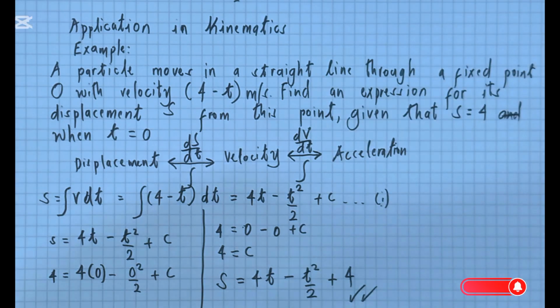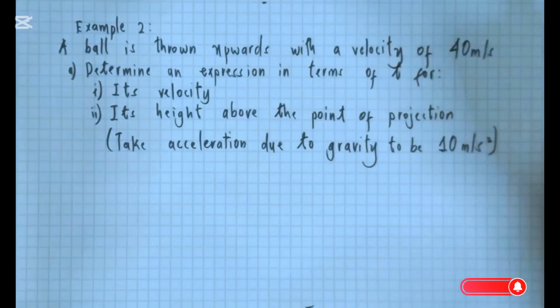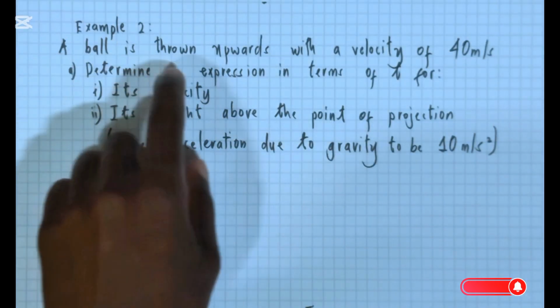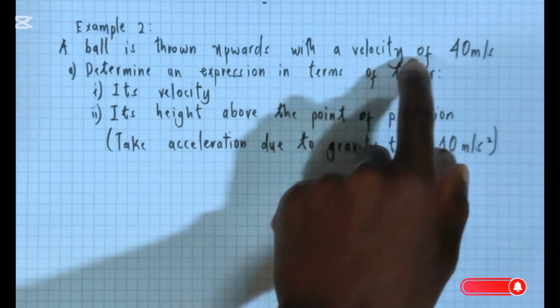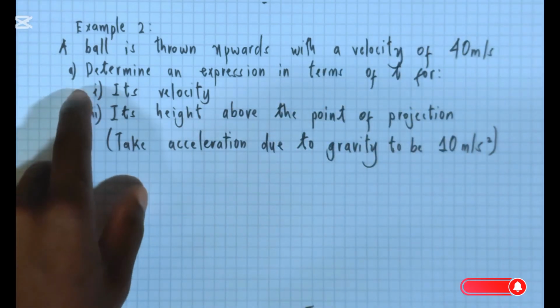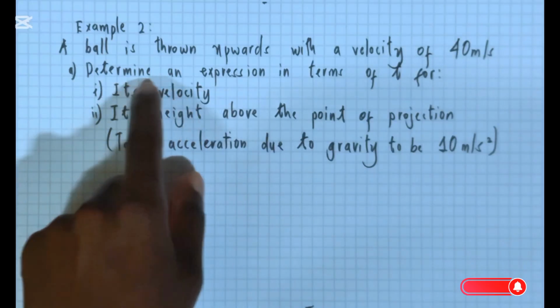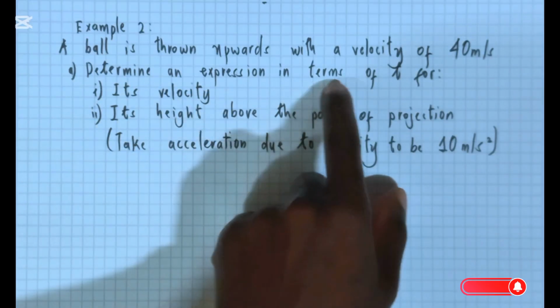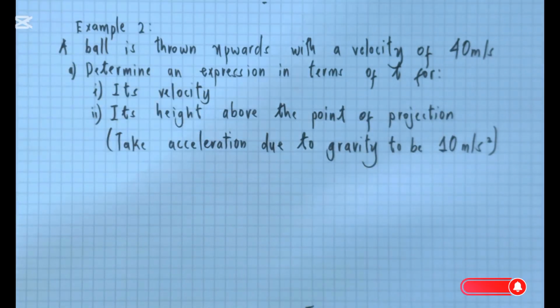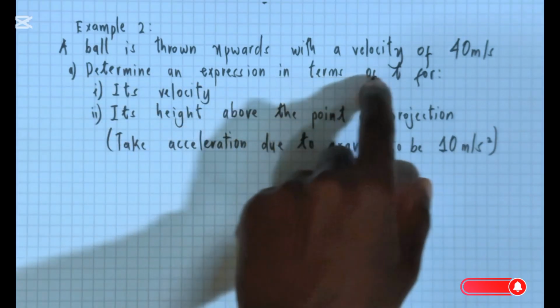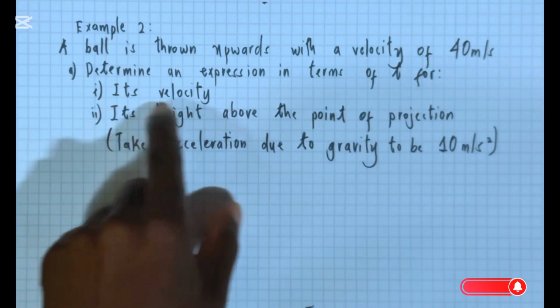Let us handle the last example, then call it a day. For the second example, we have that a ball is thrown upwards with a velocity of 40 meters per second, and we are supposed to determine an expression for its velocity in terms of t. So that is part A, Roman 1: determine the expression in terms of t for its velocity.